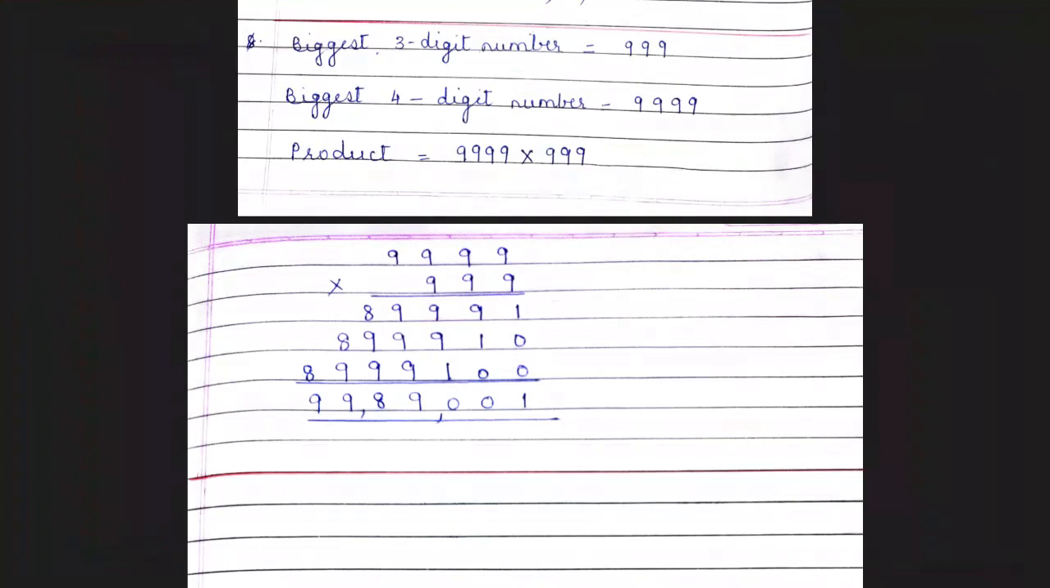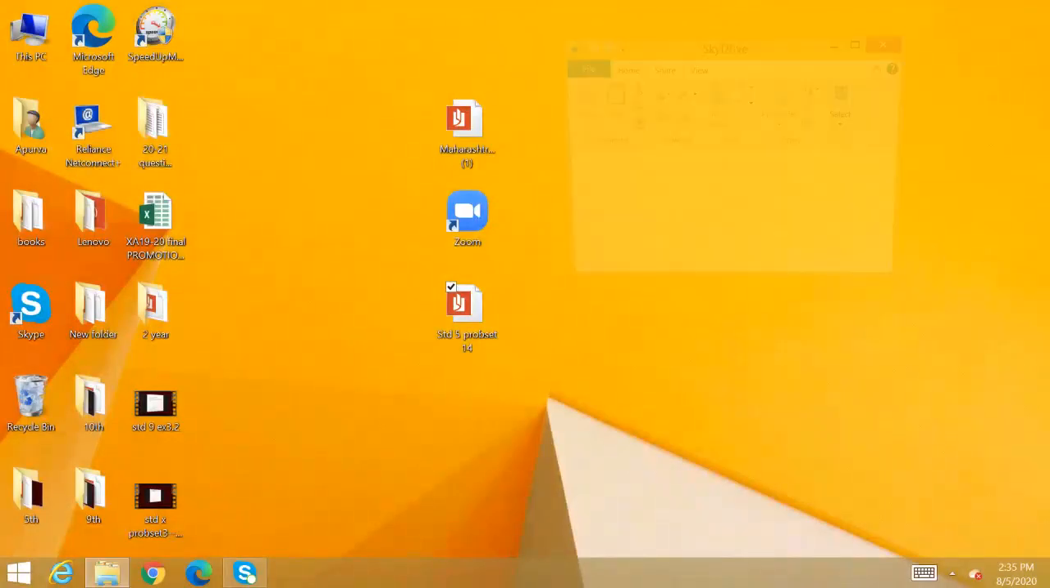9 nines are 81. 1 carry over 8. 9 nines are 81 plus 8 is 89. So that's 9 carry over 8. 9 nines are 81 again plus 8, 89. 9 carry over 8. 9 nines are 81 plus 8, that's 89. Coming to the second number 9, you will repeat the same thing. Again with the third number, you will repeat. Add up all the numbers, you get your final answer 99,89,001.